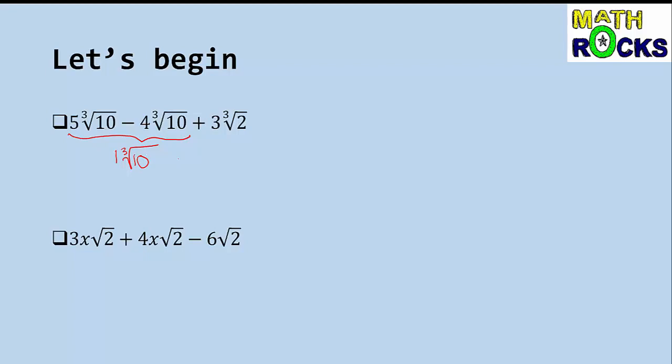Now, I don't need to have the 1 in front. Plus, and then this would be added to it, the 3 cube root of 2. So my final answer for this could simply be written as the cube root of 10 plus 3 cube root of 2.